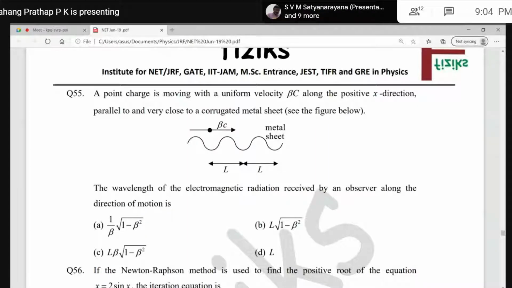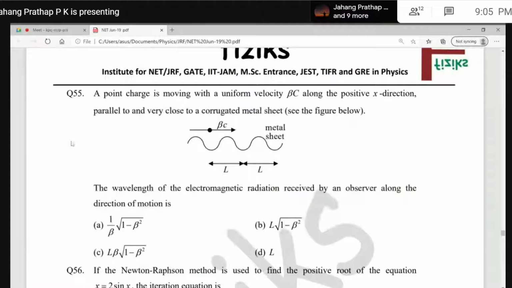Yes, so I think this corrugated metal sheet is providing some kind of oscillations for this charged particle, and that is what results in the radiation. If you want the radiation to be emitted, the charged particle should undergo acceleration. So the corrugations in the metal, I think, are responsible for giving that kind of acceleration, and thereby there is a possibility of electromagnetic radiation.